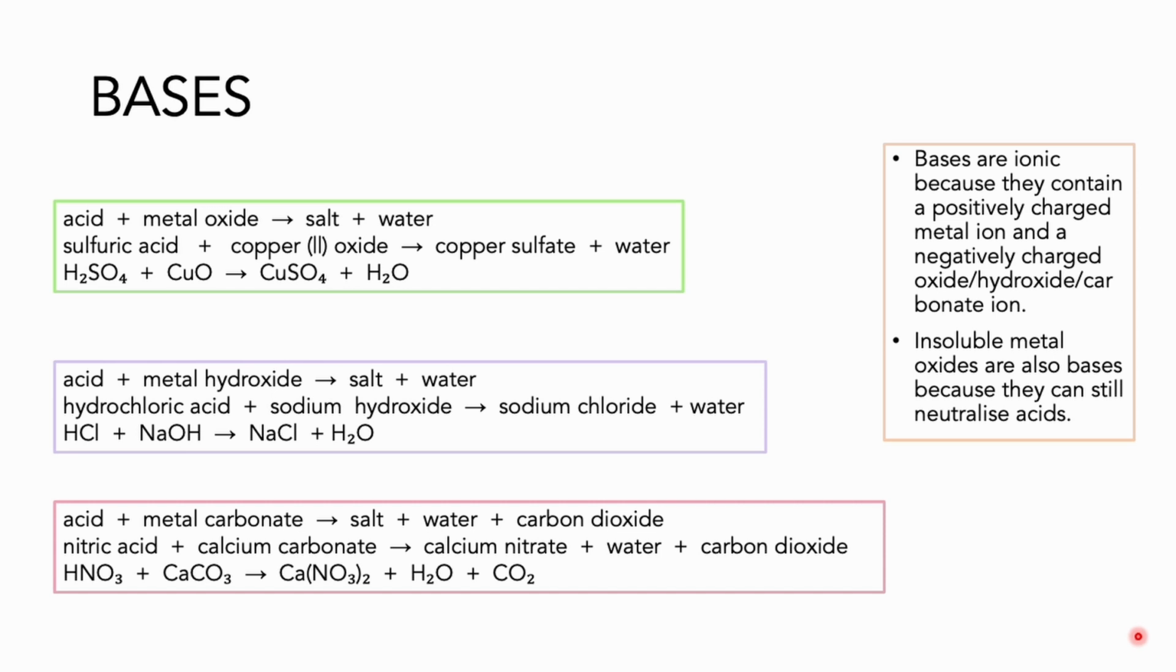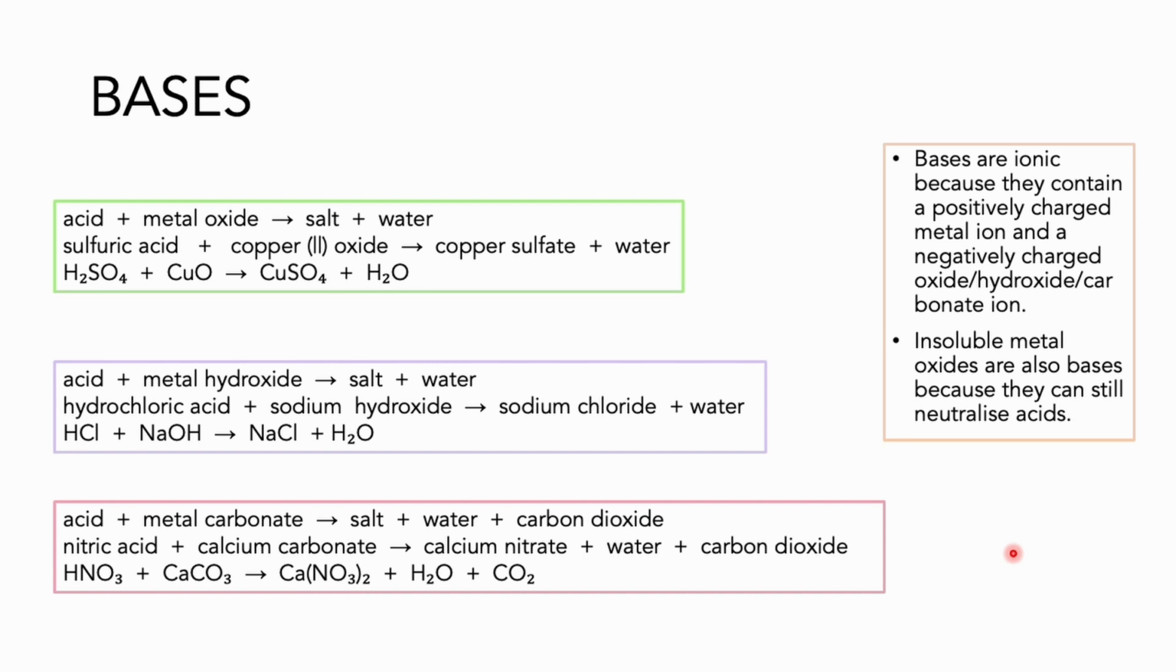And to quickly recap the properties of bases, they are ionic because they contain a positively charged metal ion and a negatively charged oxide or hydroxide or carbonate ion. Soluble metal oxides dissolve in water to form metal hydroxides.